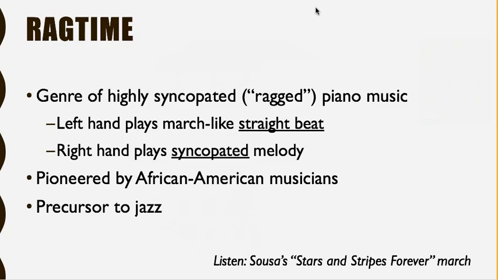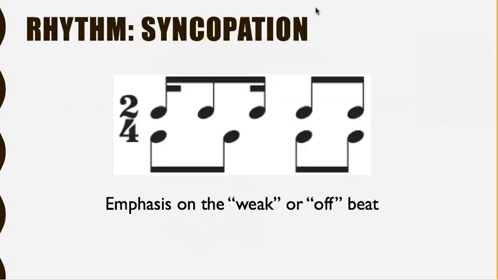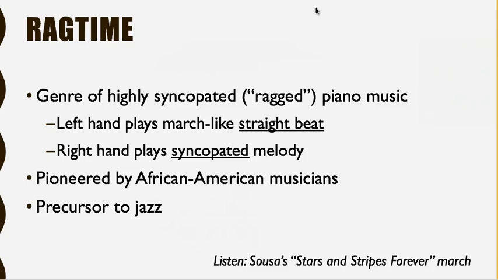And so syncopation means to, I'm going to change the slide here. Syncopation means to emphasize or accent the weak or the off beat, as opposed to a straight beat, which emphasizes the on beat or the strong beat. So I'll play you some examples of that. So this is what the word ragged means. That's where it comes from, because a syncopated, kind of uneven rhythm tends to sound a little bit ragged. It's called ragging the beat.